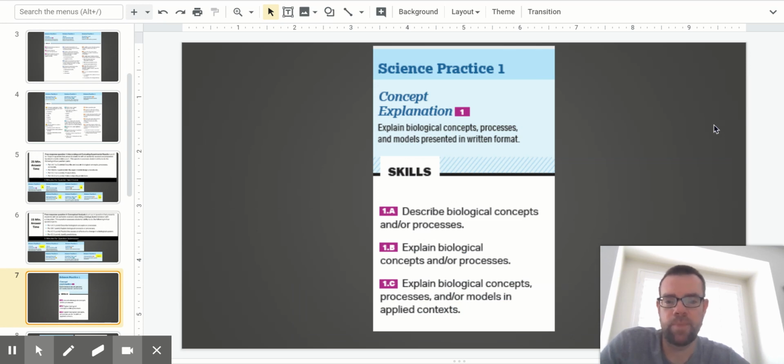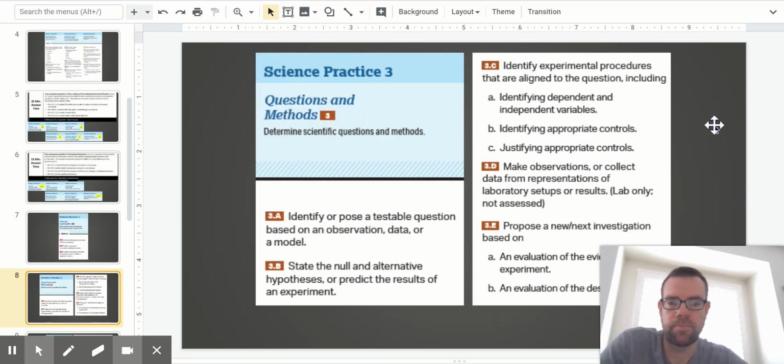Science practice number 1, this is all about the concepts. This is about the information, the factual information. So this is going to be asking you to actually make some recall about protein synthesis, for example, or about photosynthesis, or about cell communication. All possible things can come up on this test. So again, describe it, explain it. Those are 2 of your action words.